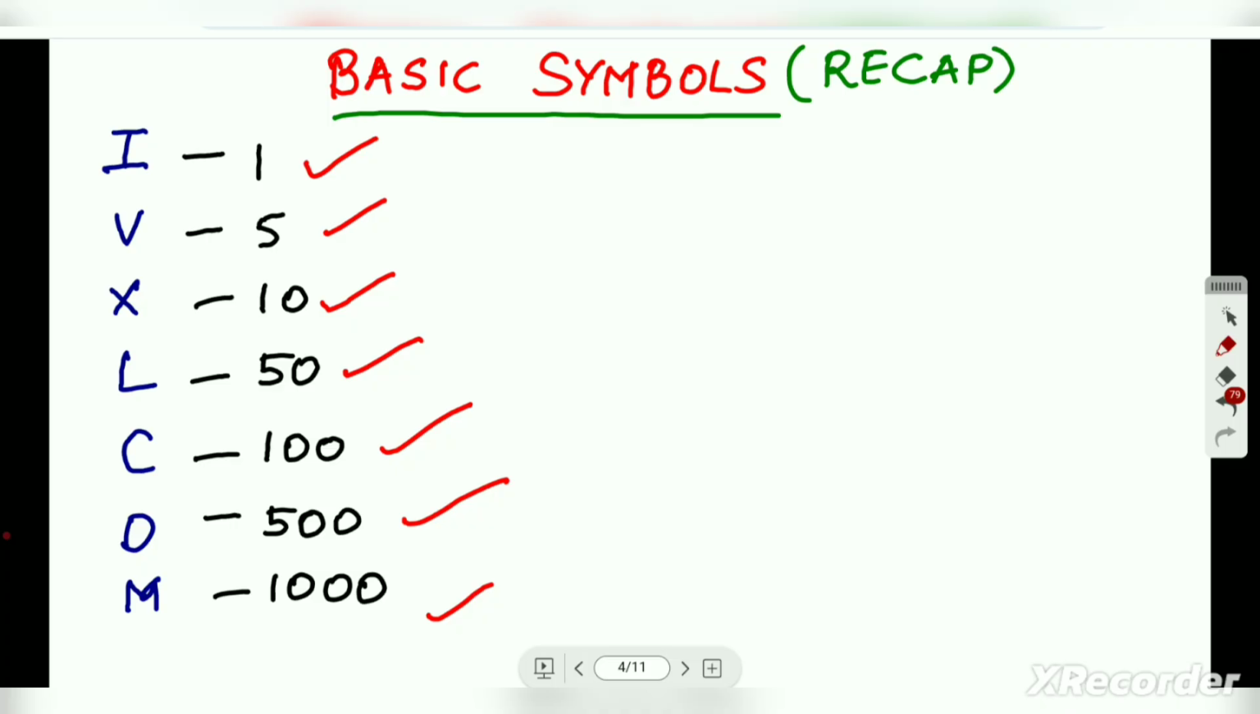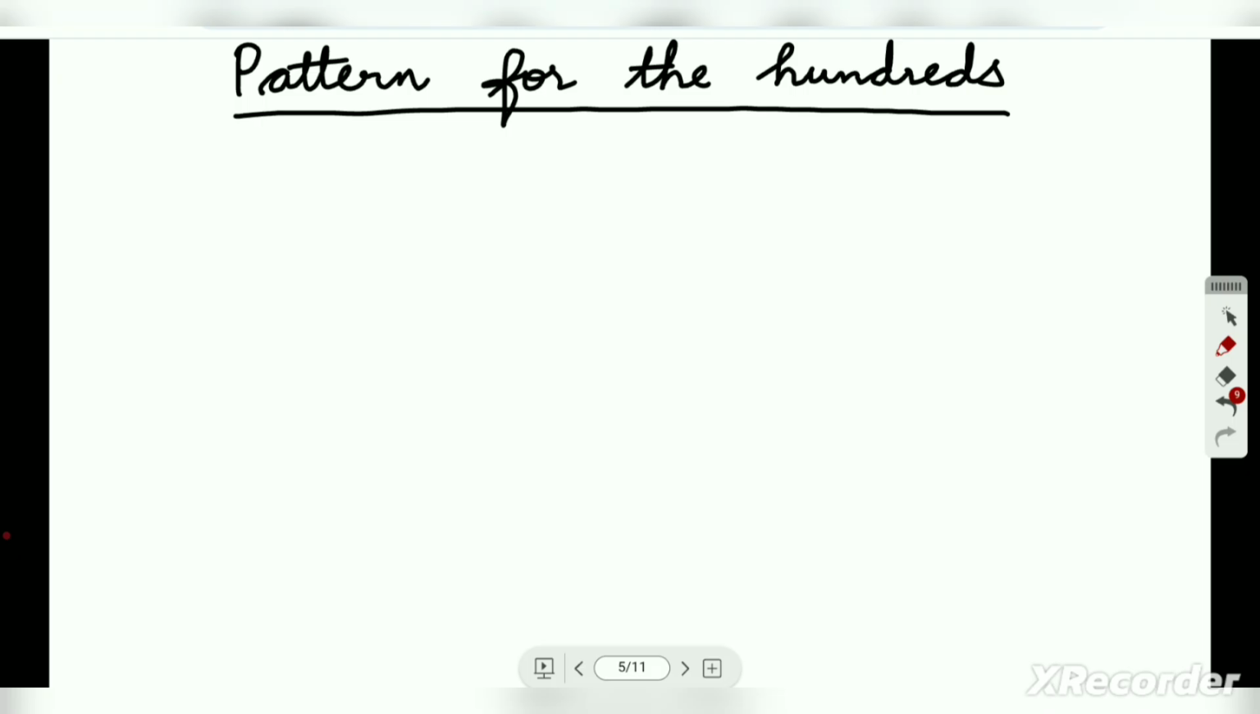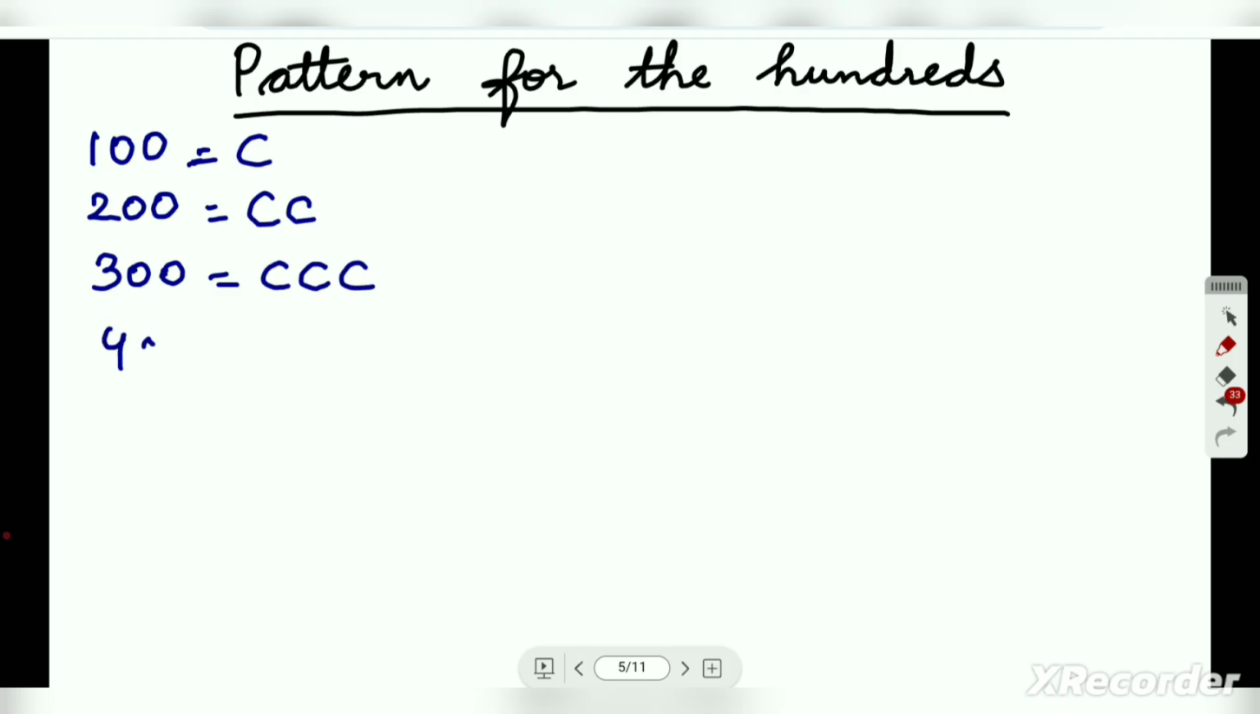Now, let's see the pattern for the hundreds. So, what is 100? 100 is, we know it already, it is C. So, how do you write 200? 200 is CC. What is 300? CCC. What about 400? Can I write it as C 4 times? No. Remember the rule. It cannot be repeated more than 3 times. So what is 400? We use a subtraction rule.